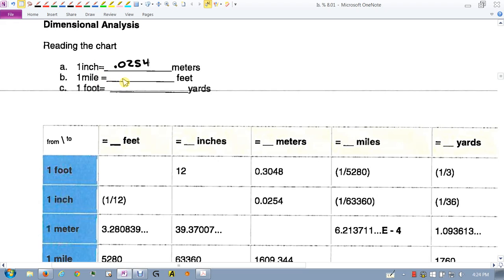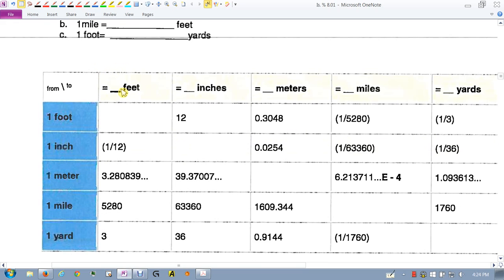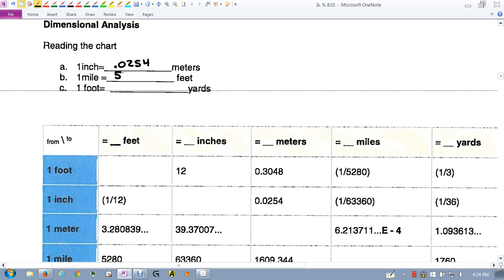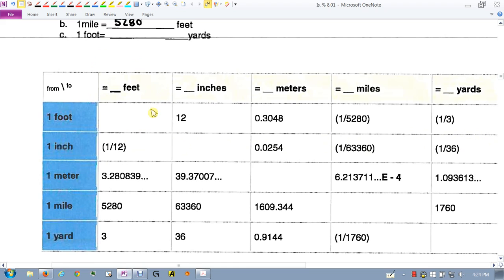1 mile is how many feet? So let's look for miles here. 1 mile is 5,280 feet. Did anyone here know that ahead of time? No? 1 foot is how many yards? So 1 foot is 1/3 of a yard. 1/3.